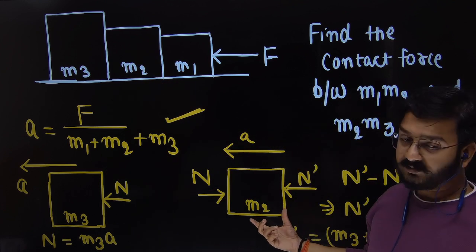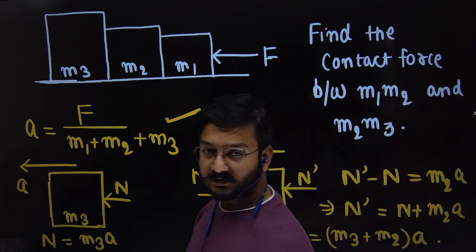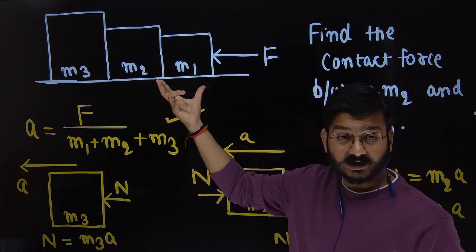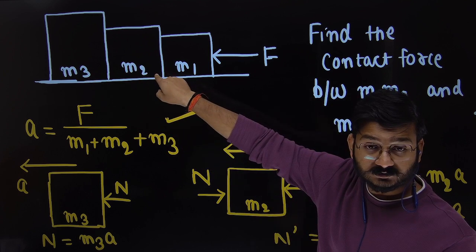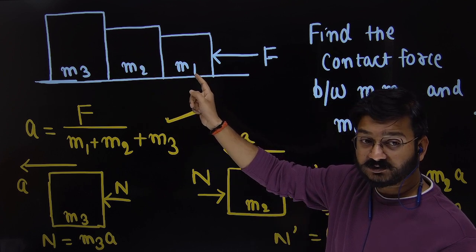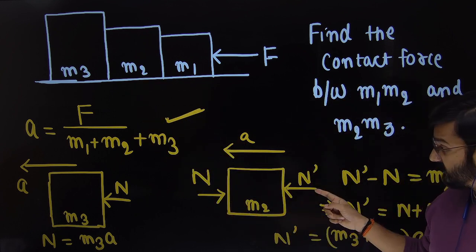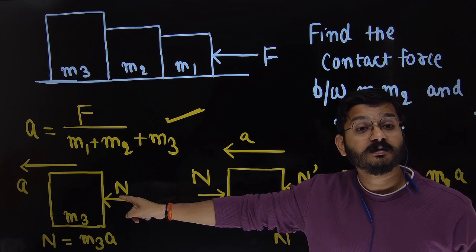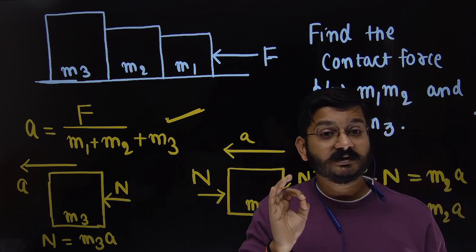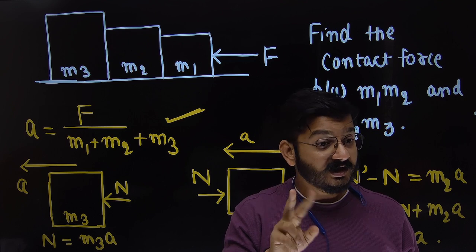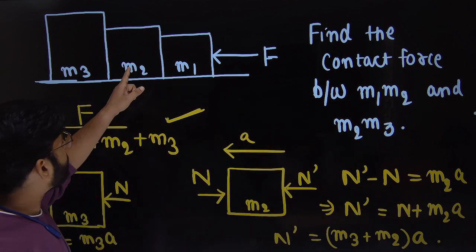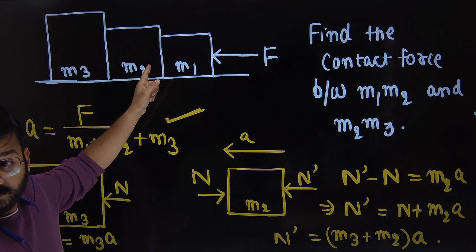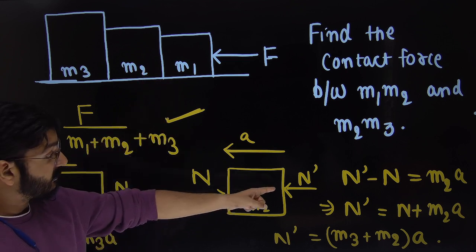Now, see the free body diagram of M2. Who will apply force on M2? M3 and M1, because both the objects are in contact. M3 will apply a contact force on the right side. M1 will apply a contact force on the left side. See the free body diagram. So this one is N dash. What will be the force applied by M3? Same force which is applied by M2. Why? Newton's third law. Action and reaction are equal and opposite. So whatever force M2 applies on M3, the same force M3 will apply on M2, but the direction will be opposite. So that's why it is N only. And this one is N dash.